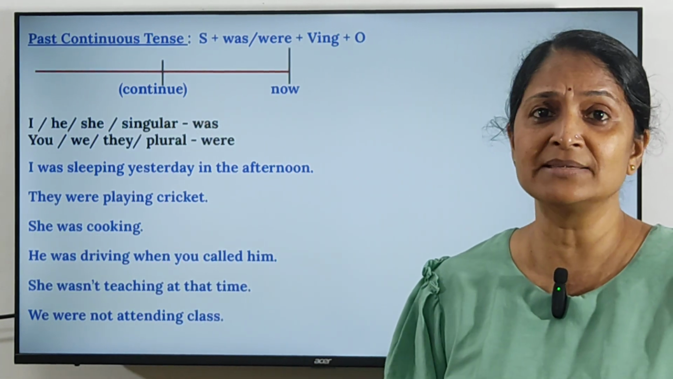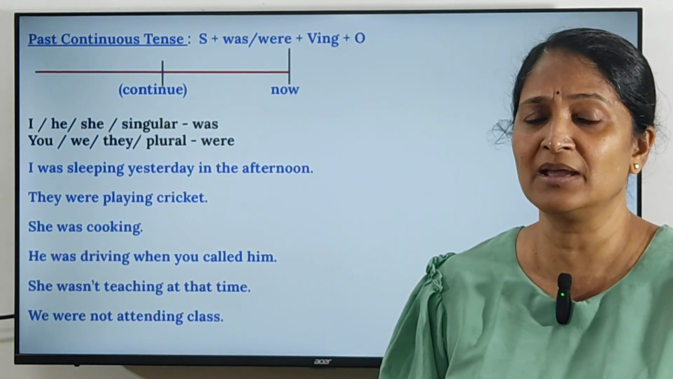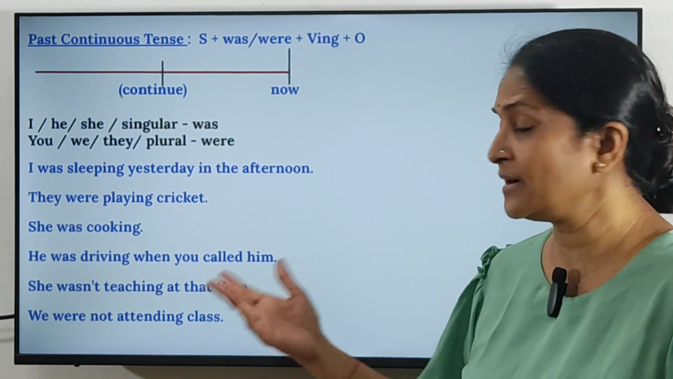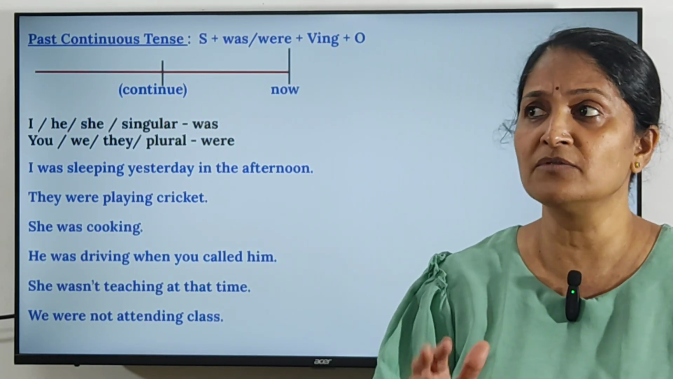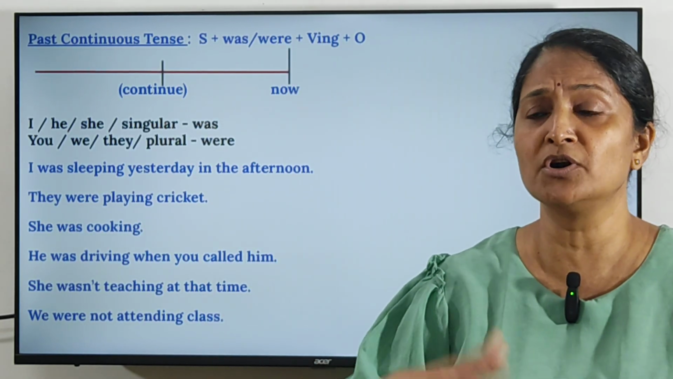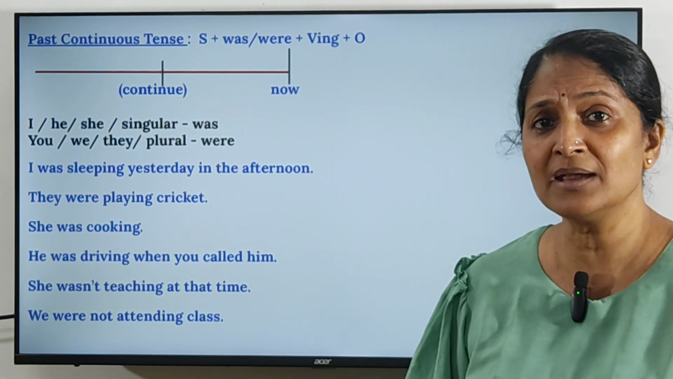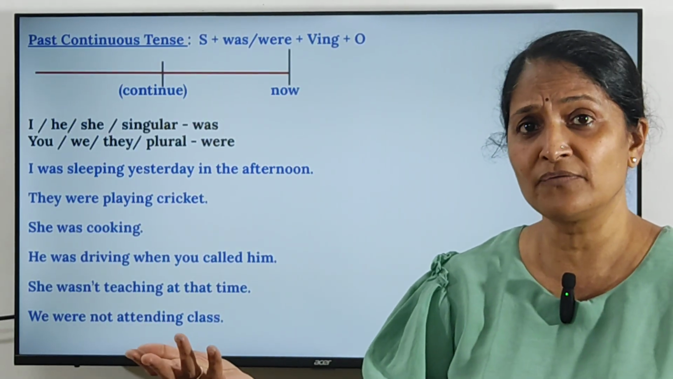Relate. See, whenever you write an example, see to it that you relate it with the situation. Practically जो use करते हैं, वैसे sentences ज़्यादा practice करने चाहिए. We were not attending class, madam. Yesterday we were not attending class. We were practicing something else. We were doing presentations. We were singing. You were doing something else. So the question here is, what were you doing at that point of time?